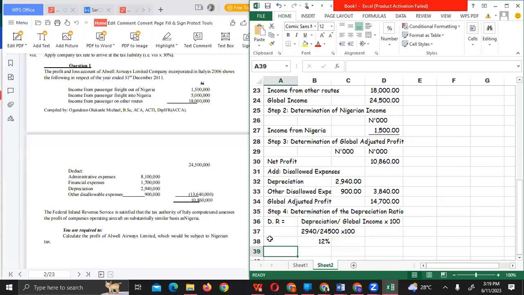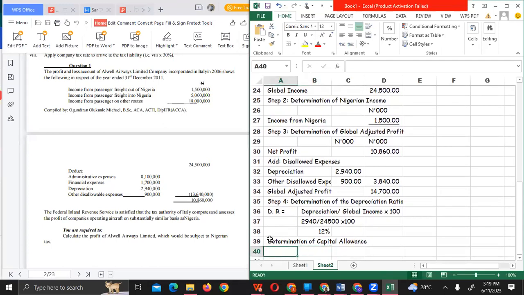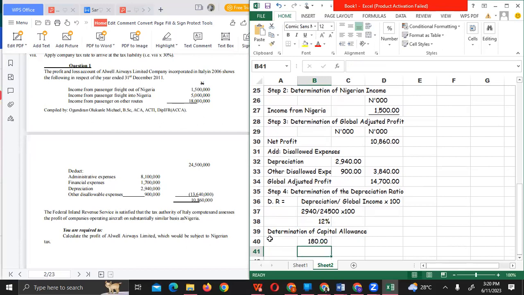Yes. Then the next thing will be for me to use this to determine the capital allowance. So we have the determination of capital allowance. And to determine the capital allowance, what I have basically will be this times the Nigerian income, which is 1,500. So I have 180, right?